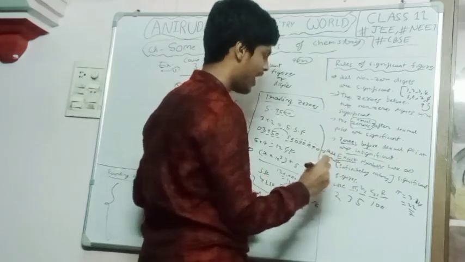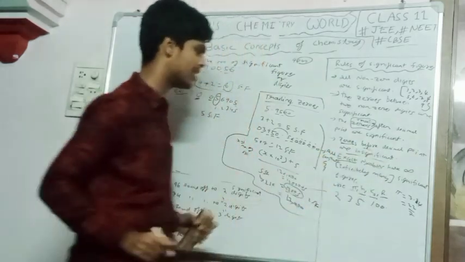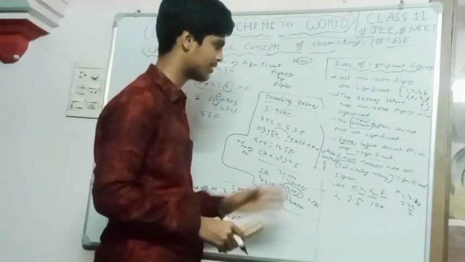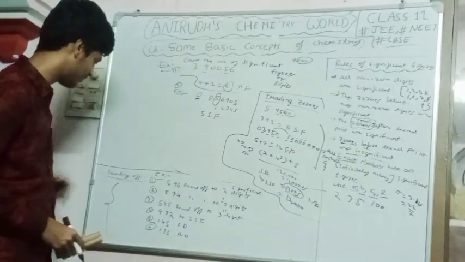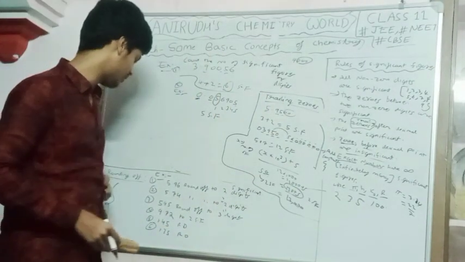Constants and exact numbers have infinitely many significant figures. Okay, just copy this down. Now rounding off, it's a very simple concept.